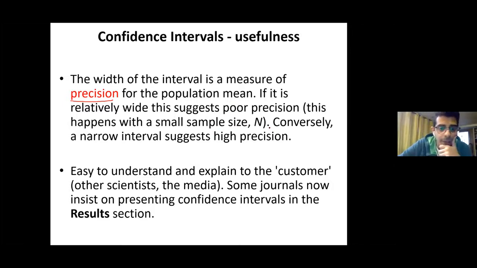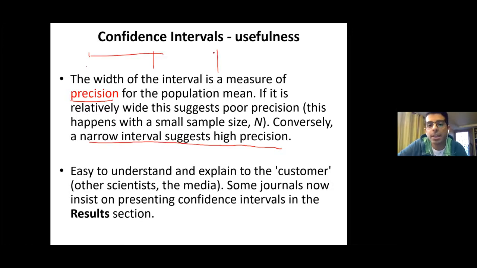Now, conversely, a narrow interval suggests a high precision. High precision, you get it by increasing your sample size. This is all the same things. It's also very easy to understand. Like I told you, most articles just put the confidence intervals, and then it becomes very obvious whether something is significant or not just by looking at the confidence interval. And this is something that even at the med student level can understand. If the confidence interval is from here to here, and then the mean is like here, you can immediately tell.